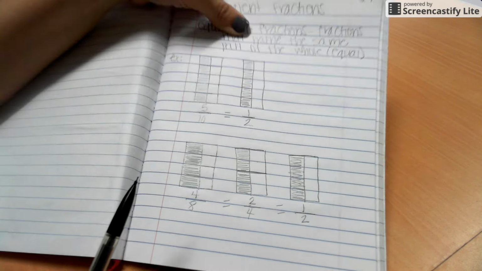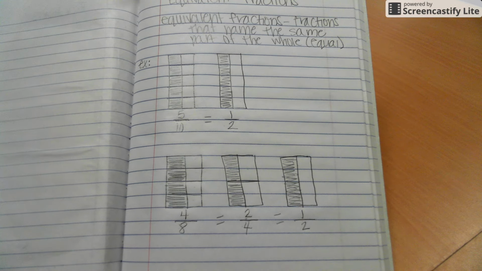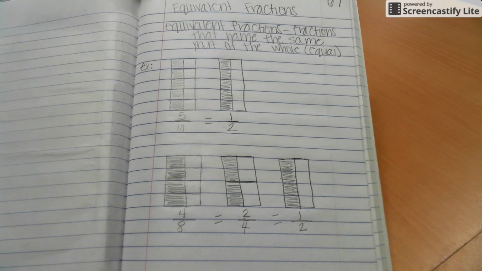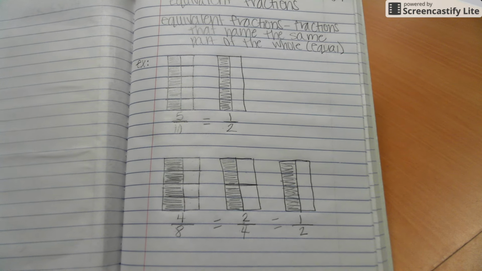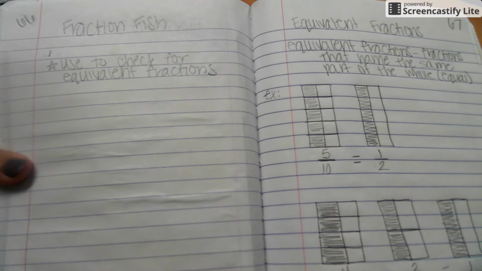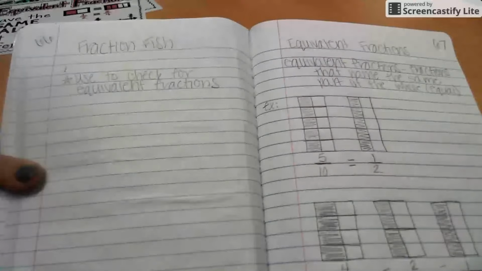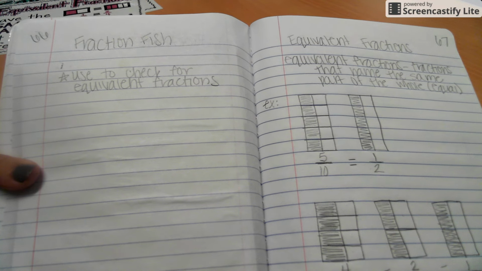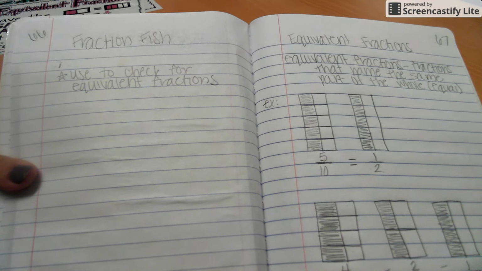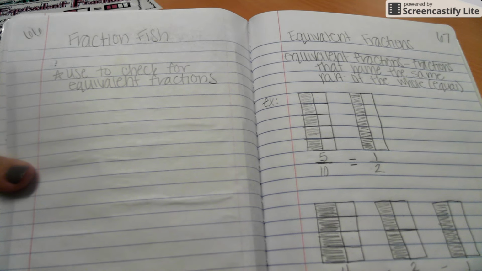Now, I want you to pause to make sure you have all this written down, because then I'm going to show you on page 66 a way to check for equivalence using our fraction fish. All right, so we're going to title page 66 Fraction Fish, and I'm going to put a note that we use fraction fish to check for equivalent fractions. So write that down, and then I want you to get out your highlighters or map pencils.